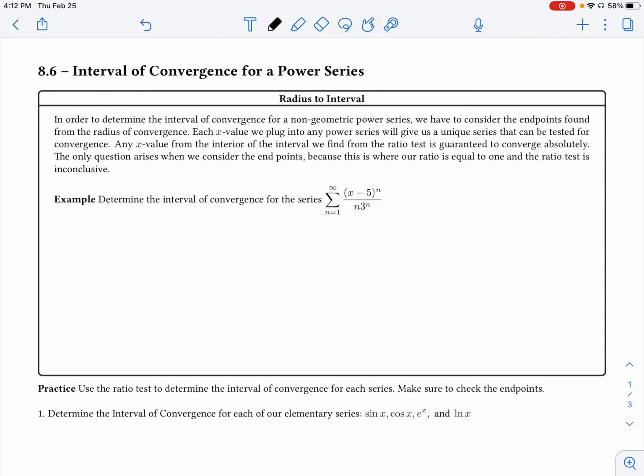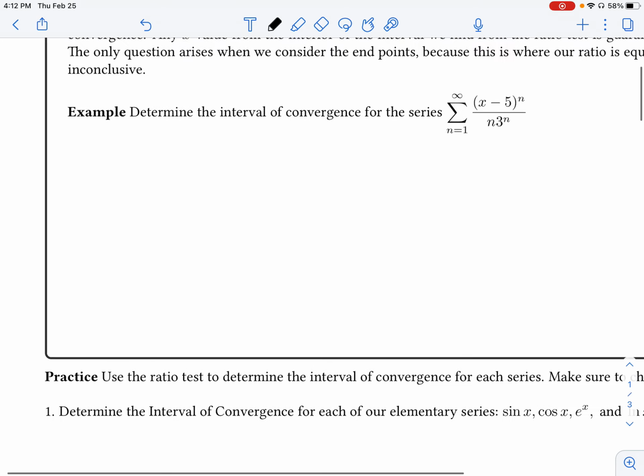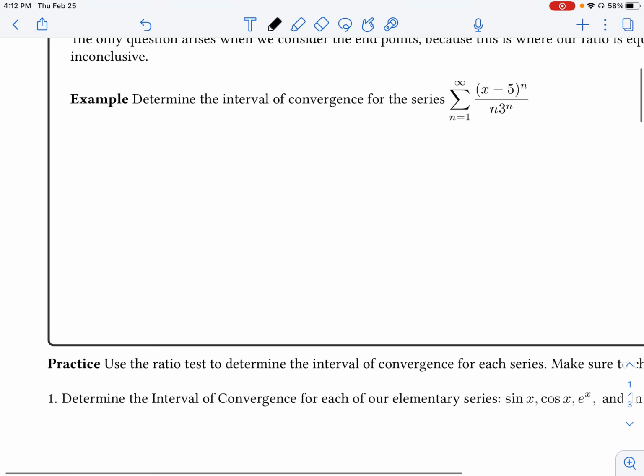So let's go ahead and do an example, and I think that'll help you make the most sense of this. So let's take a look at this particular series. If we say, all right, let's look at this series and do the ratio test. So let's just go ahead and write that. We're going to do the ratio test to start off.